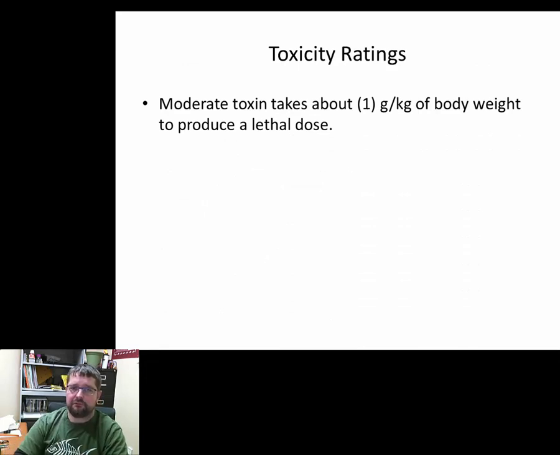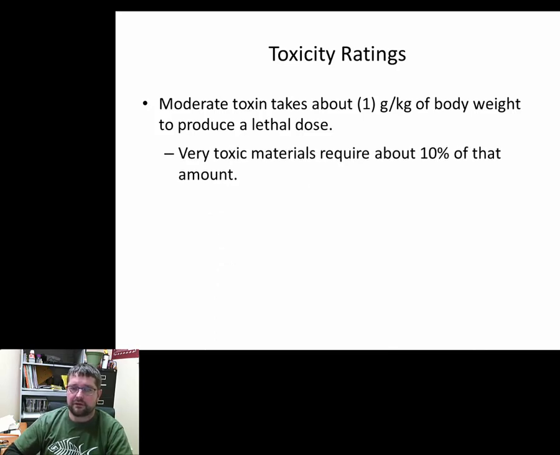So toxicity ratings are based on a certain number of grams per kilogram of body weight. Okay? And so we have a certain toxicity rating, and it's basically based on, if you have a 180-pound individual, we're going to convert that to kilograms, and then how many grams can that individual have to produce a lethal dose. That's the toxicity rating. That's where we say, okay, this is the lethal dose of this material.